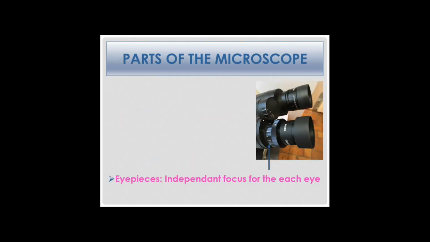The third element is the eyepieces. It is vital that the left and right eyes can be adjusted independently, for example with these dials here. This allows you to have an optimal image for each eye, which is extremely important.